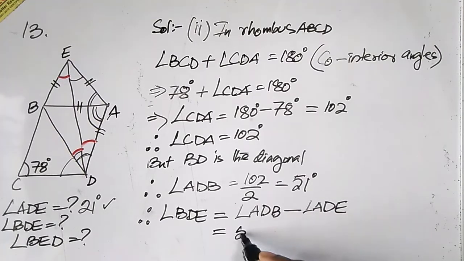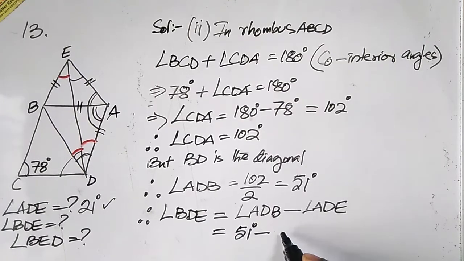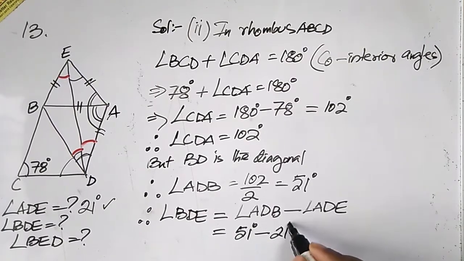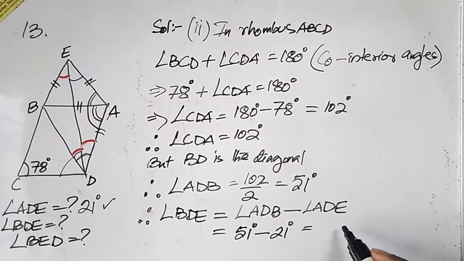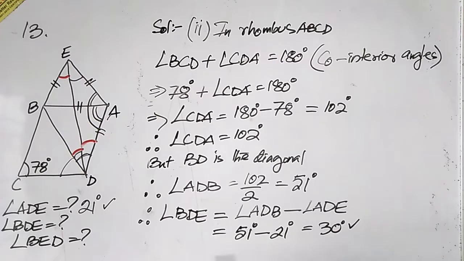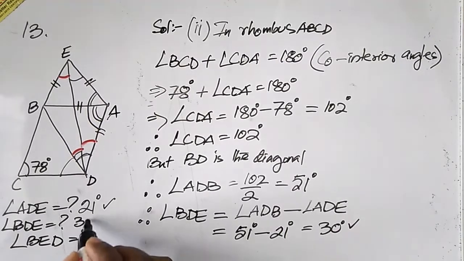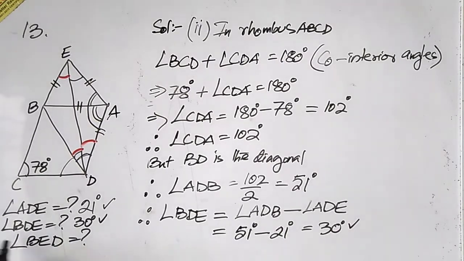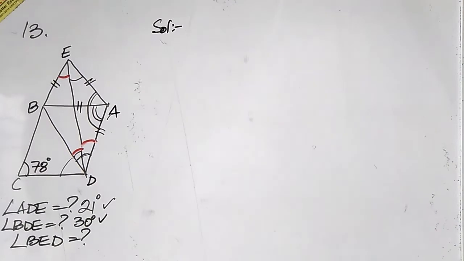So angle ADB is 51 degrees and angle ADE is 21 degrees. So how much will we be getting? 30 degrees, right? So here we have found the value of angle BDE. Now we are left with one last question here to solve, angle BED. I'm going to erase this portion so that we will be solving the last question here.